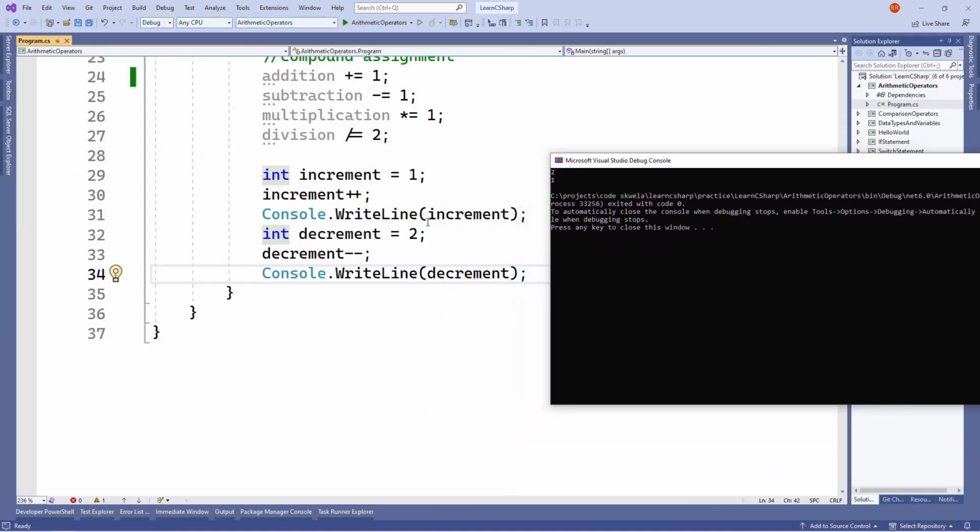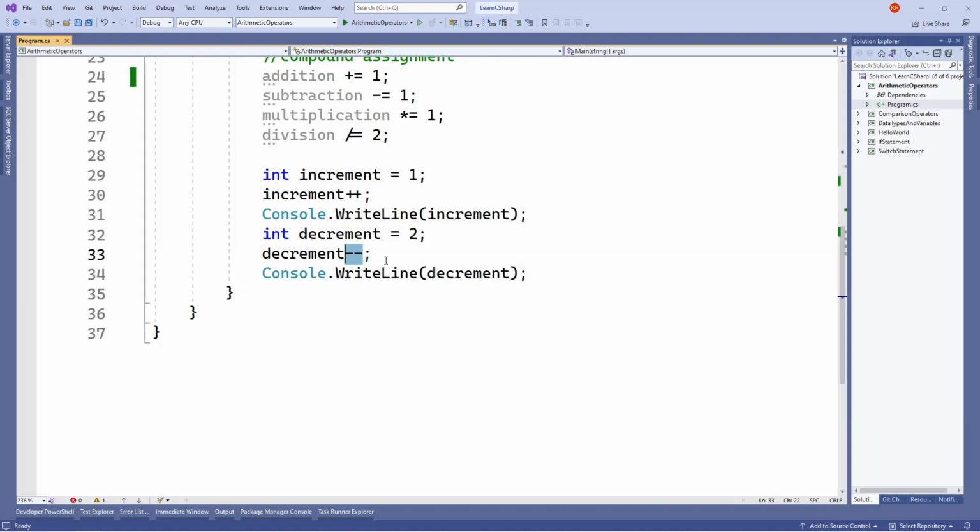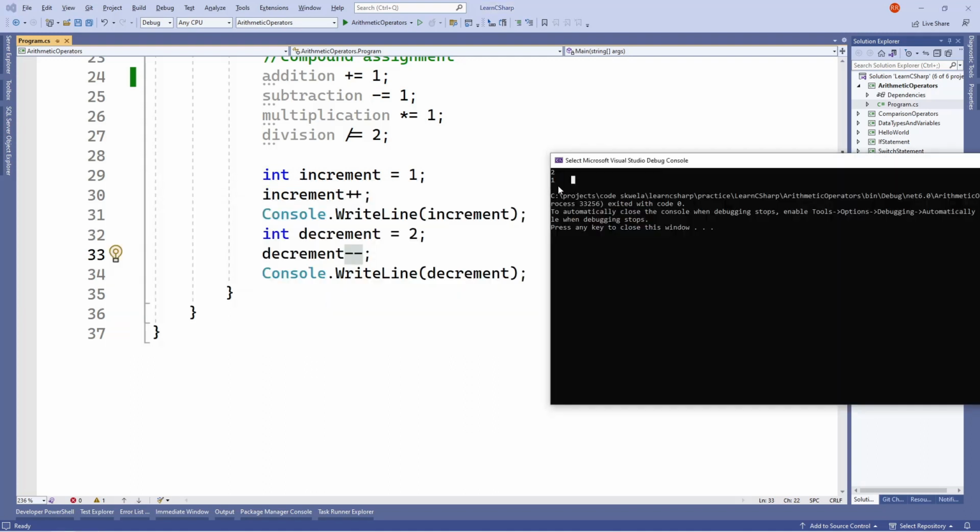Now first one, we started with an increment variable of 1, and then we used the increment operator to add 1 to increment, which resulted in a value of 2. Now, the decrement would be the opposite of it, which means to subtract 1 from itself, okay? So it resulted in 1 since we have our decrement variable started with 2, and then we performed a decrement, and then it resulted in 1, which is basically saying 2 minus 1, okay? So that's how you use these increment and decrement operators, okay?